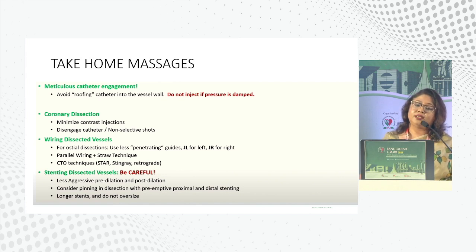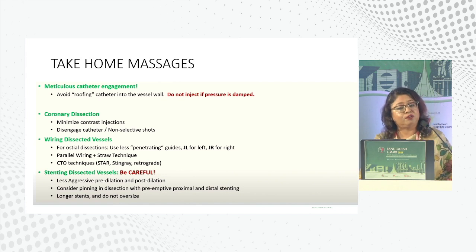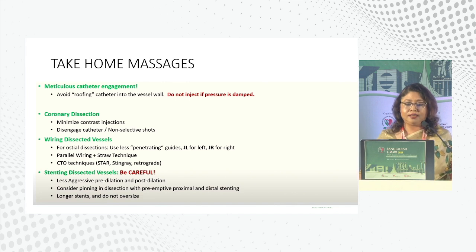Meticulous catheter engagement, that is, avoid roofing of the catheters. Do not inject when the pressure is damped. In coronary dissection, minimize contrast injection, disengage the catheter, and avoid non-selective shots. Wiring a dissected vessel: for ostial dissection, use penetrating guides, and you can use the parallel wire technique or STAR technique or CTO technique.